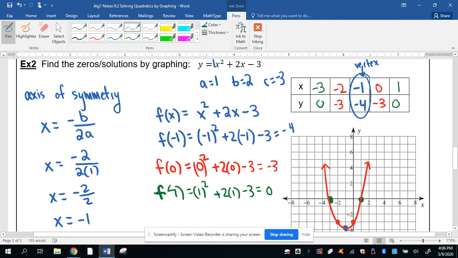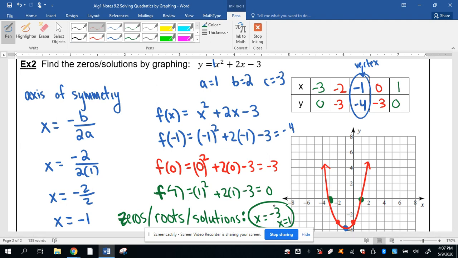So the solution to this problem is, I can say it's the zeros, or I can call it the roots or the solutions. And those are our x values when y is 0. So that was at x equals -3 and x equals 1. Now go back to the original problem on our notes, and those were the answers to the original problem.